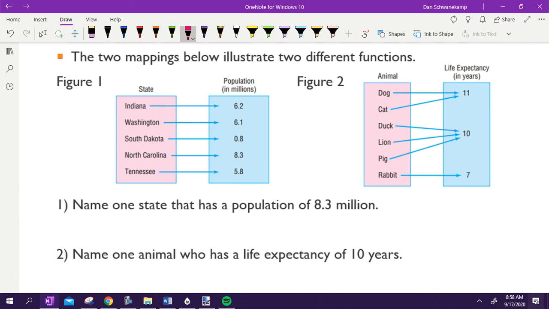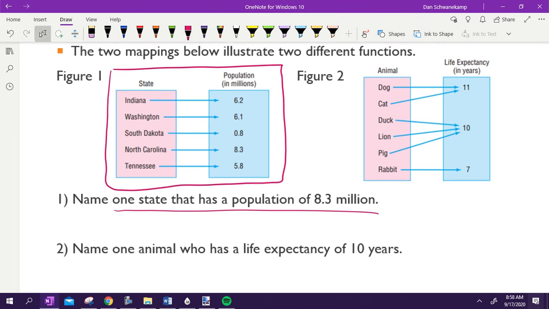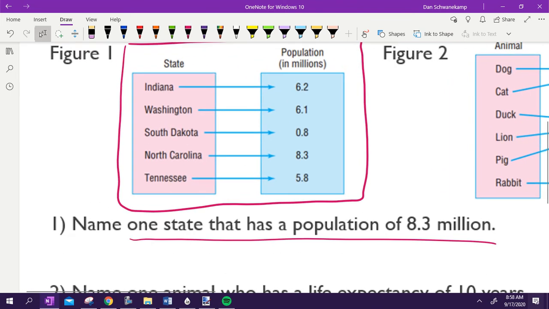All right. So we've got a mapping, states and their population. With your neighbor, decide: name a state that has a population of 8.3 million. Talk with your neighbor for a second. Ready? On the count of three, you're going to say it. 1, 2, 3. Good. It's North Carolina. Very proud of you.